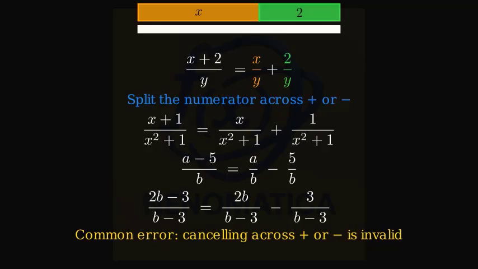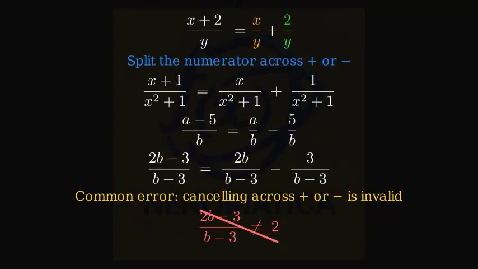This is a valid decomposition, but be careful. You cannot simply cancel b minus 3 across a plus or minus in the numerator. Cancellation requires a common factor, not just a matching piece of an addition or subtraction. Here is what not to do. Do not cross out b minus 3 between the numerator 2b minus 3 and the denominator b minus 3. That would be incorrect because the numerator is not a single factor times b minus 3.